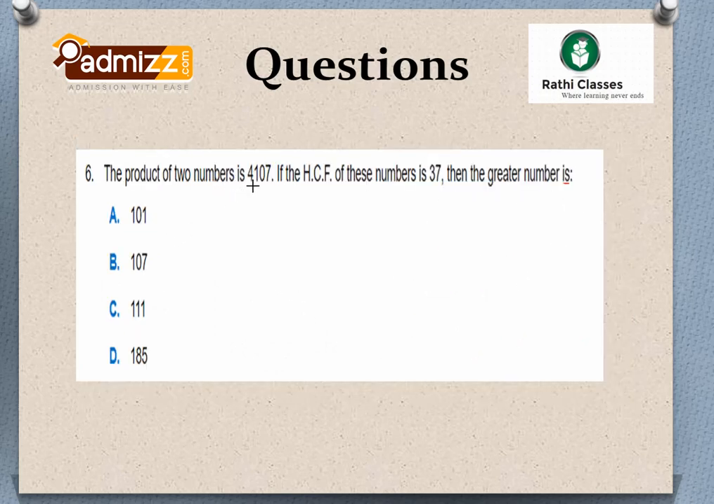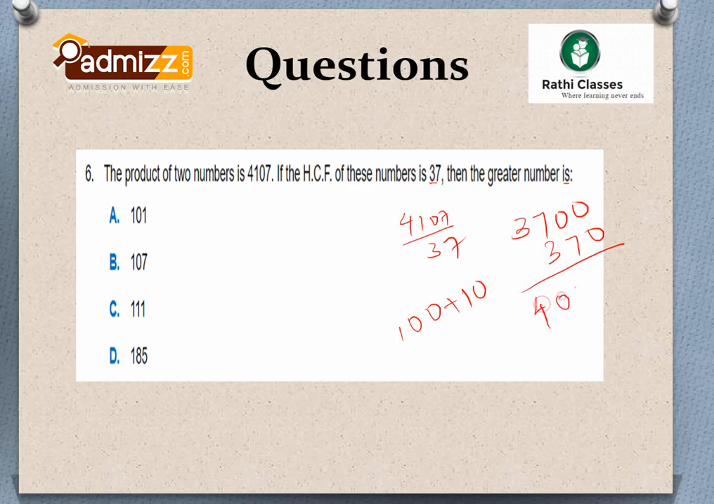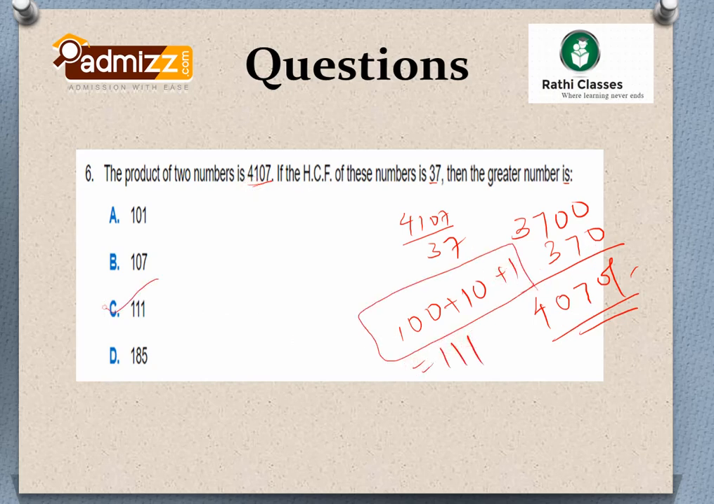The product of the two numbers is 4107. If the HCF of these numbers is 37, then the greater number is. So my concept would be 4107 divided by 37. I will be getting the greater number. But again, I won't be solving. Why? Because I'll just look at the option 101. 37, if I multiply it by 100, I'll be getting 3700. But it is 4107, so if I multiply 10 more times, I'll have 370, so I'll be left with 4070. But my answer is 4107, that means one more time I need to add. If I add all this, I will have 111, so my answer is 111.